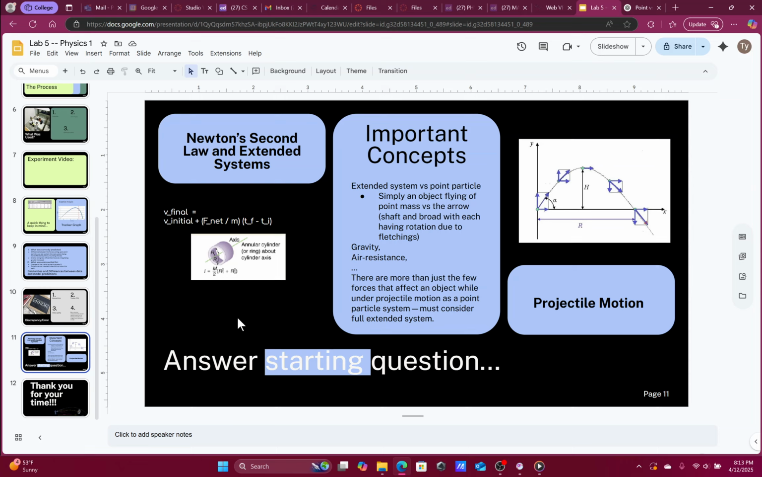Then, to add one important concept that we've been learning about recently, this is the inertia of a hollow cylinder. Arrows are actually mostly hollow carbon, so this is what the cross section of it would look like. But this is unaccounted for in a point particle system. And most importantly, the projectile motion we can see through the video and then the analysis in Tracker.